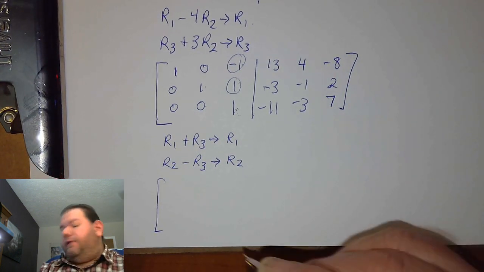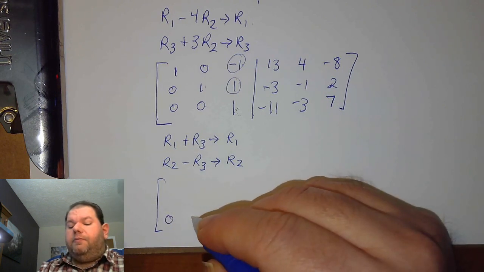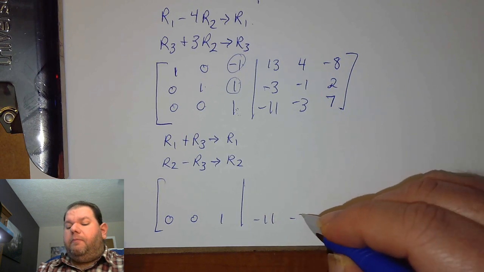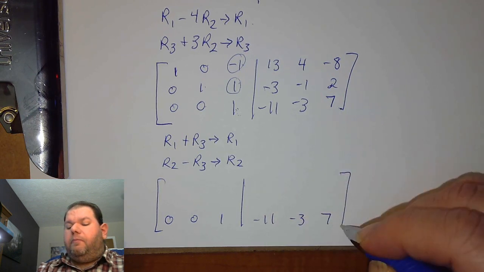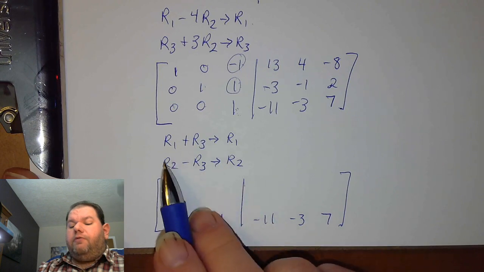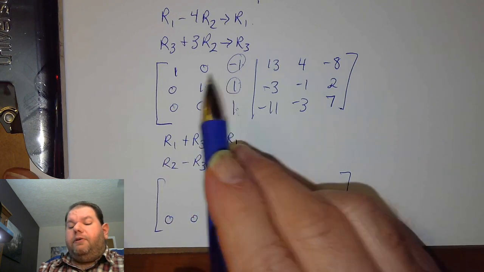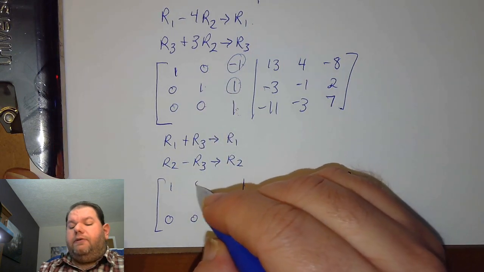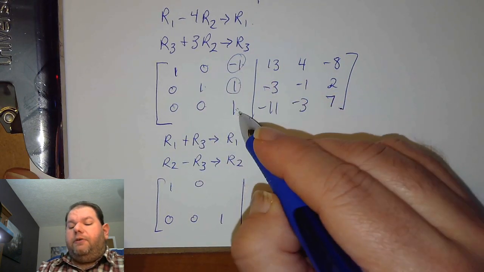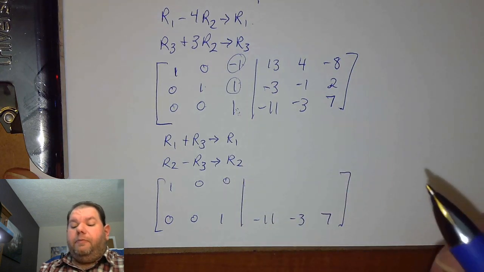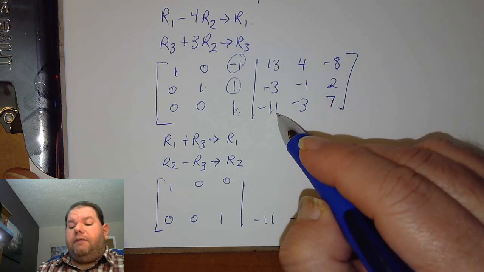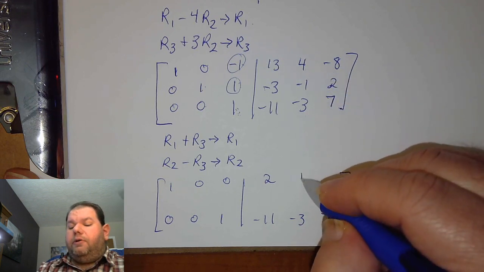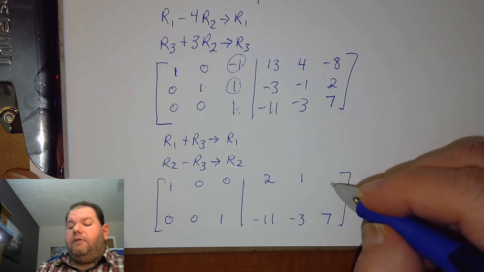So row 3 is unchanged. Okay, row 1 plus row 3 replaces row 1. So 1 plus 0 is 1, 0 plus 0 is 0, negative 1 plus 1 is 0. 13 plus negative 11 is 2. 4 and negative 3 is 1. Negative 8 and 7 is negative 1.